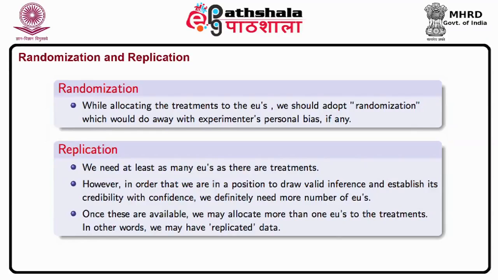Now, for replication, we need at least as many experimental units as there are treatments. However, in order that we are in a position to draw valid inference and establish its credibility with confidence, we definitely need more experimental units. Once these are available, we may allocate more than one experimental unit to the treatments. In other words, we may have replicated data.